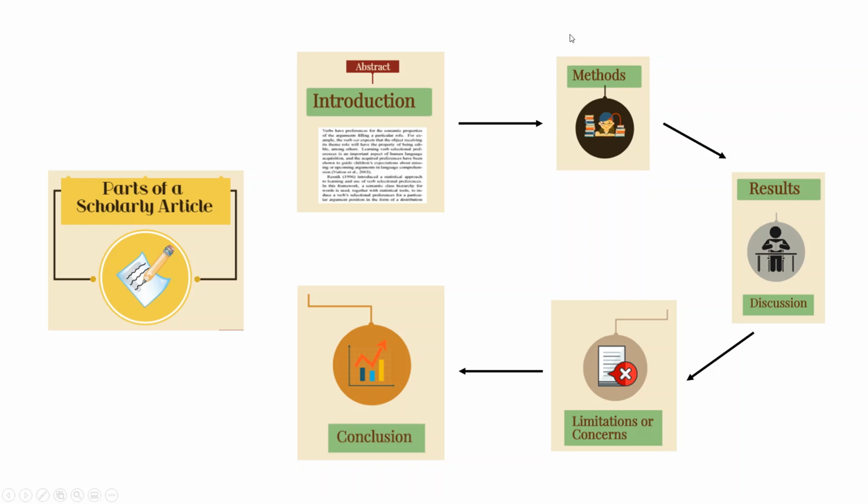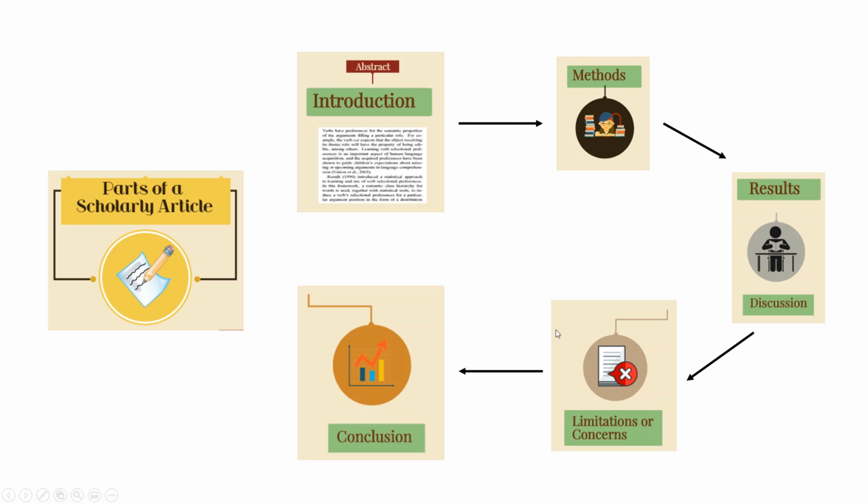And then depending on the type of article they're writing and the type of research they're doing, they may have a methods section where they describe their study design and how they gathered the data or research that they are presenting. Then you may see a results or discussion section where they talk a bit about what happened when they did their research and what they found in the data.